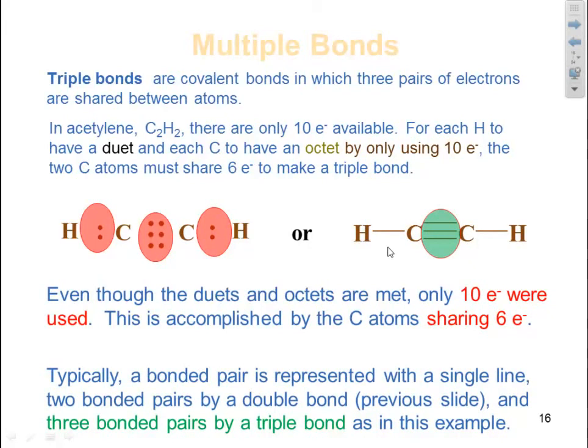Writing this with our typical bond arrangement, we typically say a bonded pair is represented by a single line, 2 bonded pairs by a double line, and in this case we have 3 bonded pairs, which is a triple bond. So we tend to write it with 3 lines between the 2 carbons.